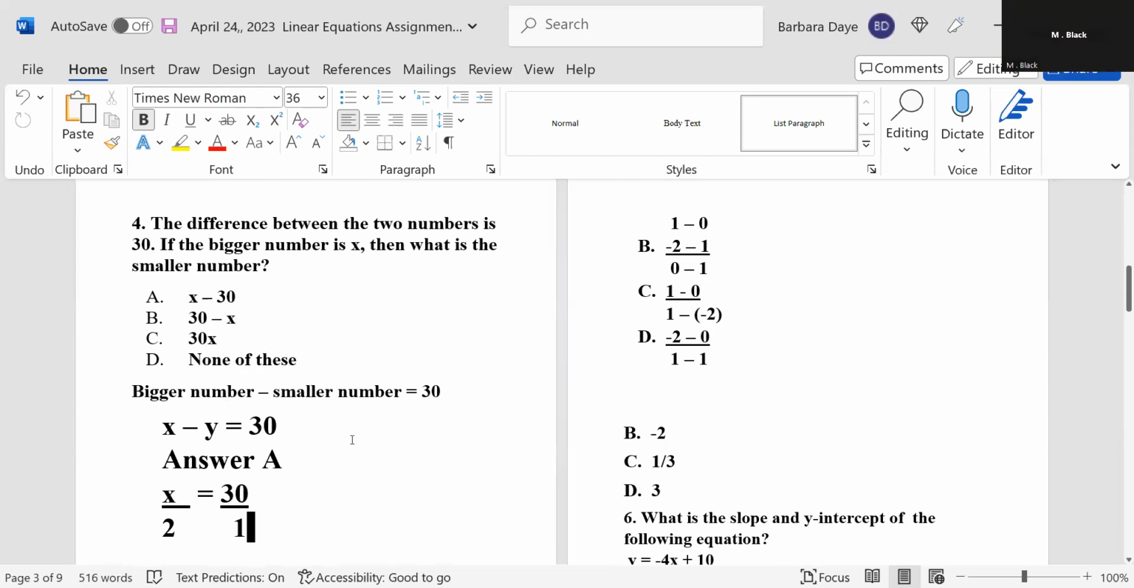Okay, let me ask the question right there, Miss Barbara. If you put Y under my 30, what happened? I get XY equals 60. That's still not the answer, because X times Y is XY.